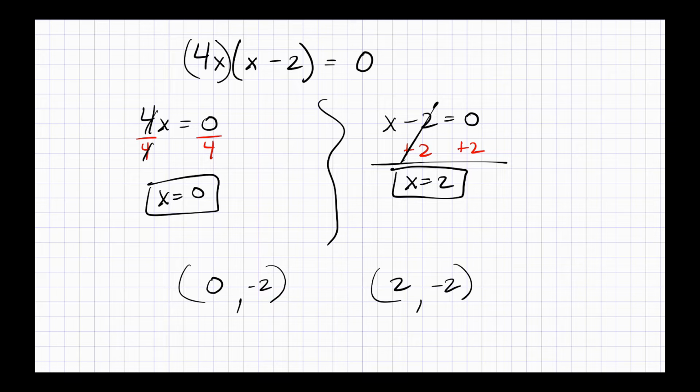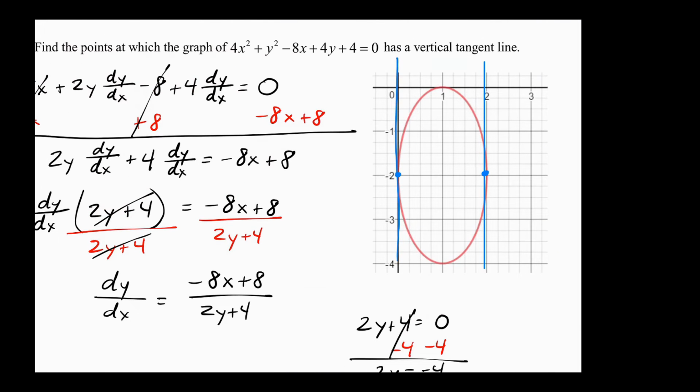And then the last thing you're going to do is look at the picture. Does that make sense on the picture? Do those points make sense with what we said earlier? Yeah, they do. At (0, -2), it's going to have a vertical tangent line. And at (2, -2), it's going to have a vertical tangent line. So it makes sense with our picture. So that's how we know we did it right.